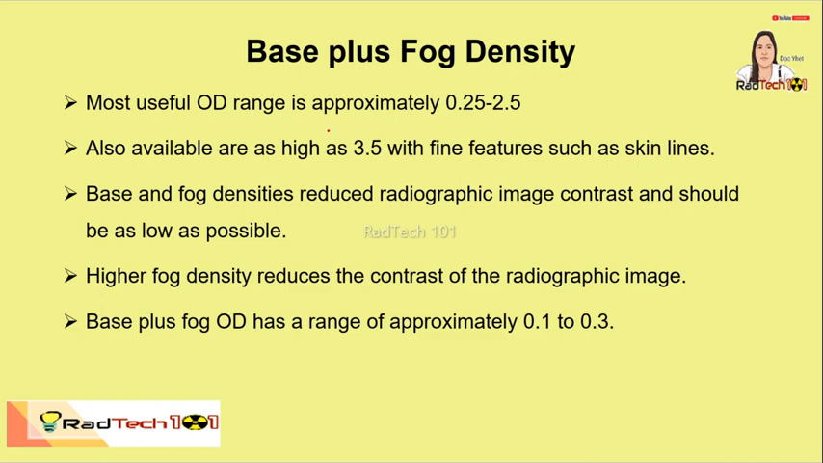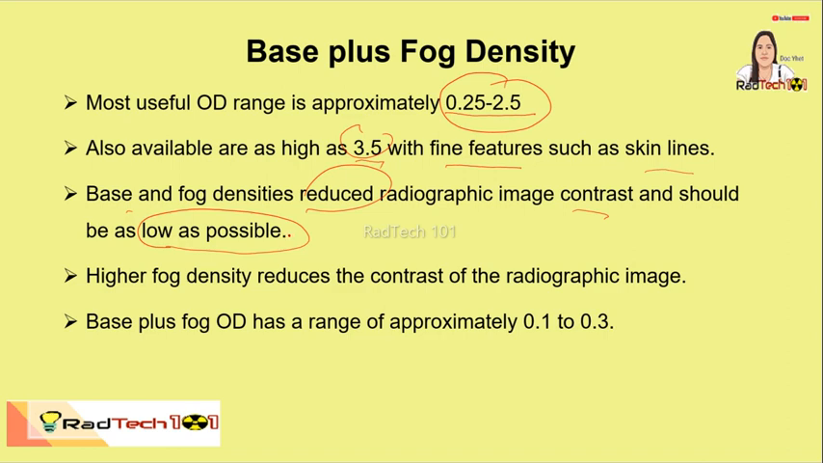So as mentioned, most optical density ranges from 0.25 to 2.5. But there is also available as high as 3.5 base plus fog. There is also available optical density of 3.5 for fine features like the skin lines. But that is very seldom. This is what we always follow: base and fog densities reduce radiographic image contrast and should be as low as possible. Because we cannot totally avoid them, so it should be as low as possible.